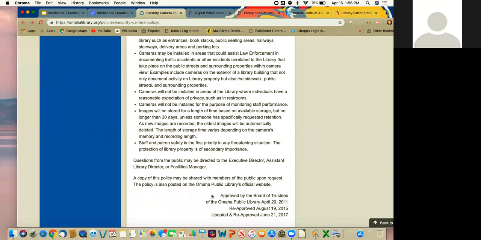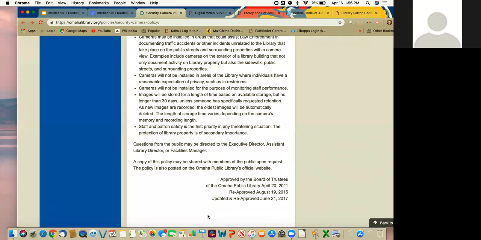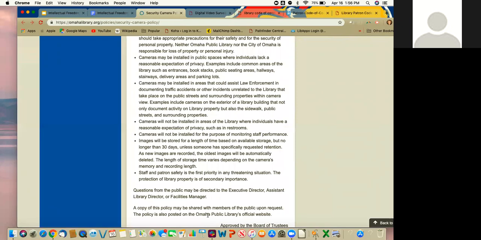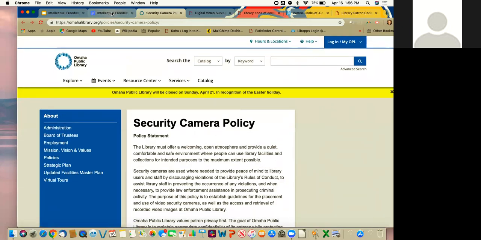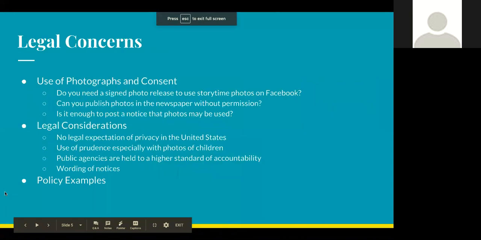And gonna scroll down here. I love this. It was approved, reapproved, and updated and reapproved. So, and you see where that is located. It's right located on their website. On the website. It's not hidden in a book somewhere. No. So someone has that understanding when they walk into the Omaha Public Library, any of their branches, that they are being videotaped, and all their questions are right there.